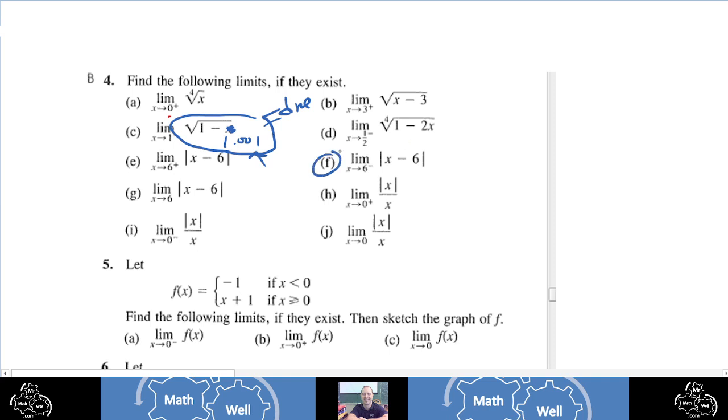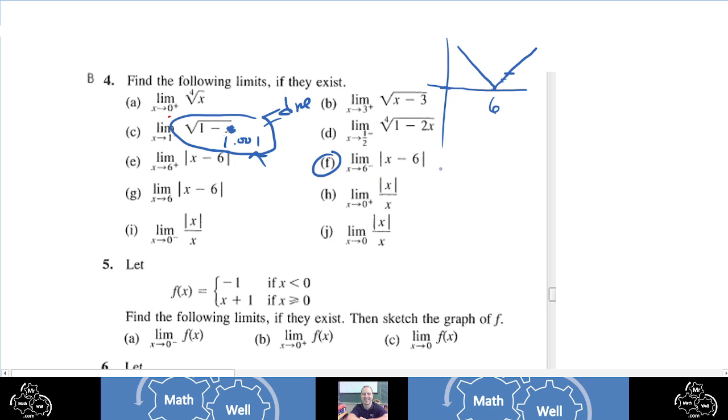Let's pop over to f here. So 6 minus 6 is 0, absolute value of 0 is just 0. Well, if you know a little bit about this graph, it's an absolute value graph that looks kind of like a V, and this has been moved to the right 6 units. So it kind of looks like this, where this is 6 here. So as x approaches 6 from the left, from the graph, you can see it's coming down to 0 here. From the right, the same thing. It's coming down to 0 there.